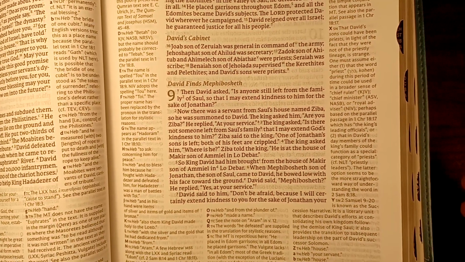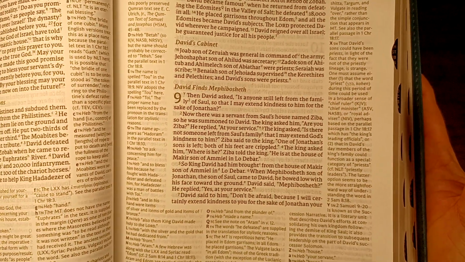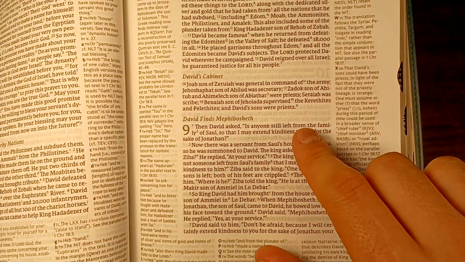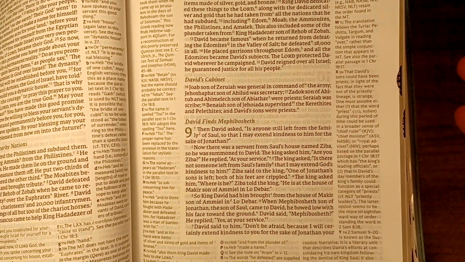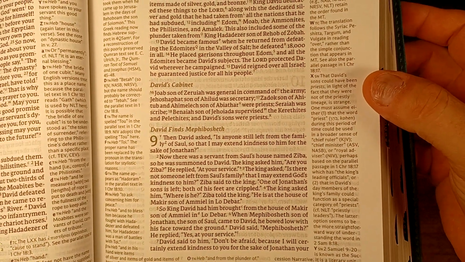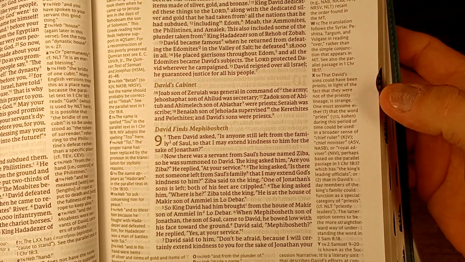We're into 2 Samuel now, and we're actually looking at the NET at the moment, not the CSB. And we're going to look at the end of chapter 8. It notes that David's sons were priests, and there's a note that David's sons could have been priests, in light of the fact that they were not of the priestly lineage, is strange. They were not Levites.